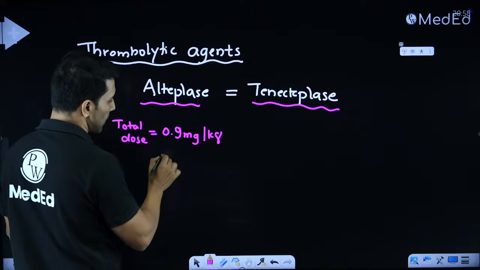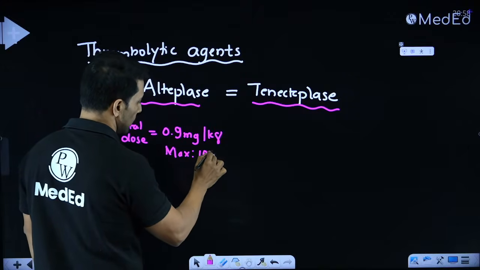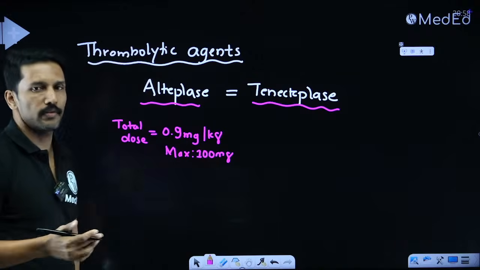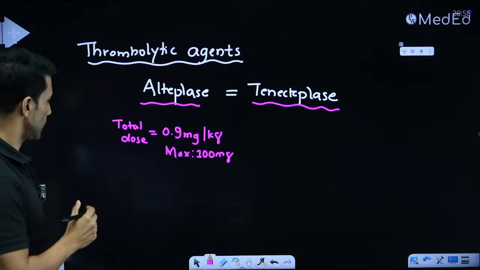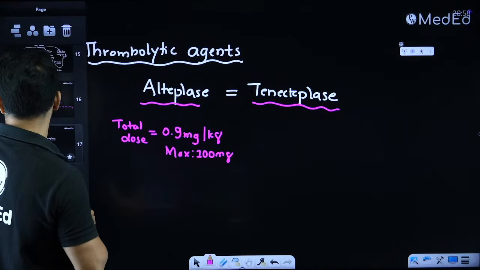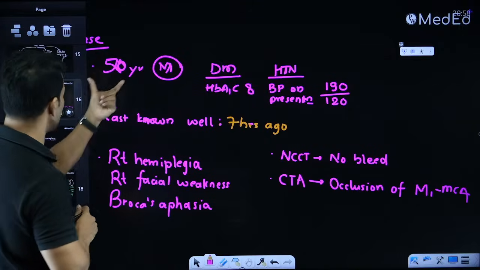0.9 mg per kg, and the max dose should not exceed 100 milligrams, even if the weight says otherwise. And whatever is the total dose, shall we apply it to our own case and see how much we should be giving? Here we have a 50 kg person, right?